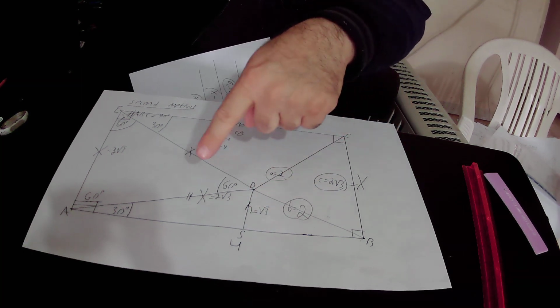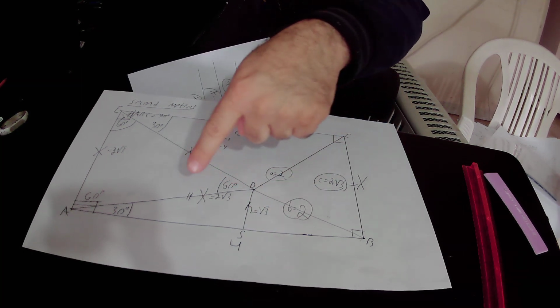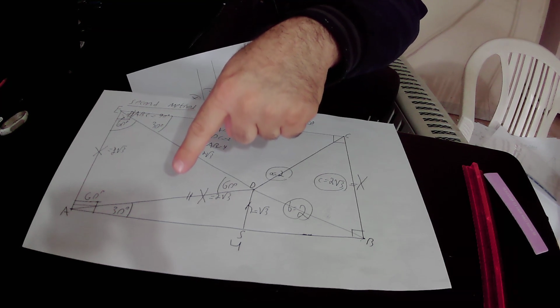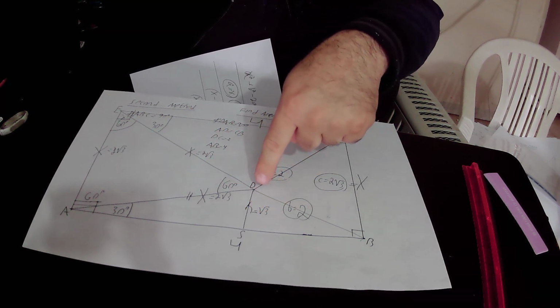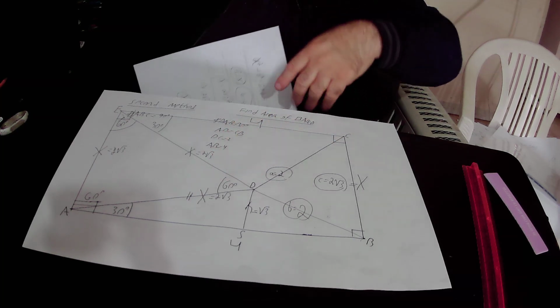In triangle DAS, we can say that sine 30 degrees equals h over 2 times square root of 3.